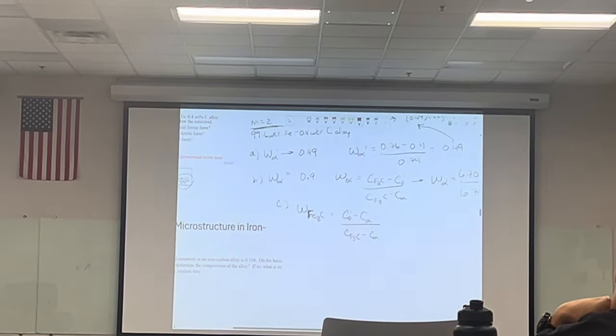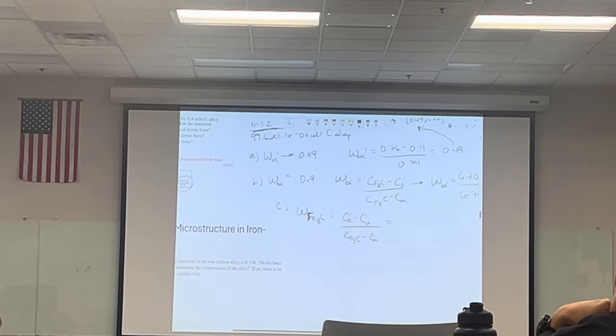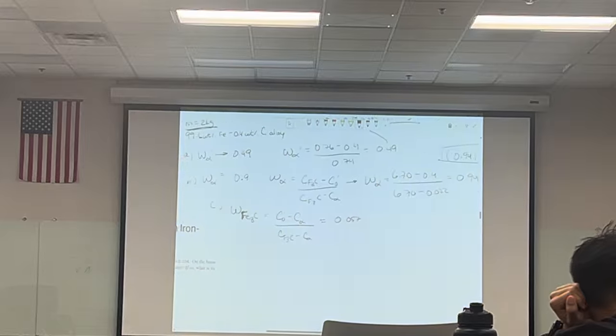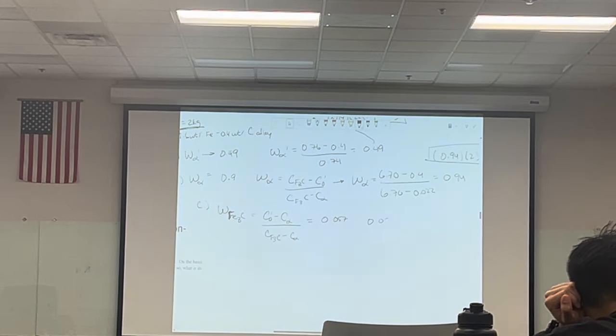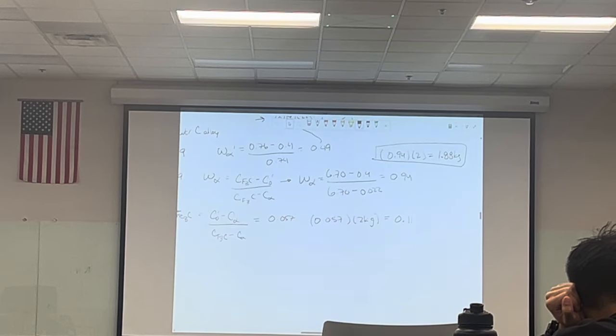So essentially, if you solve this for part C, you'll end up with 0.057, and then same deal, multiply the 0.057 by the 2 kilograms, and you'll end up with 0.14 kilograms.